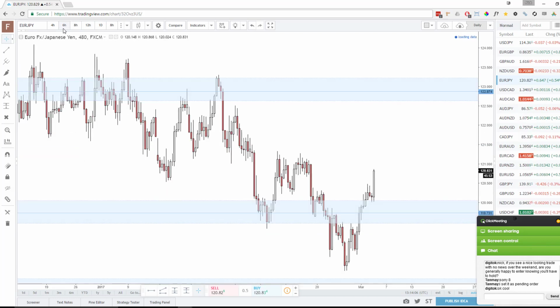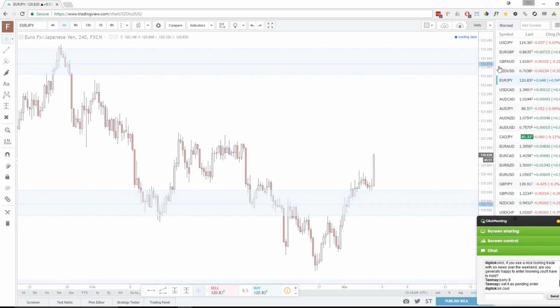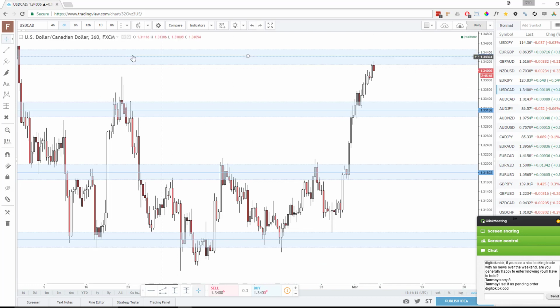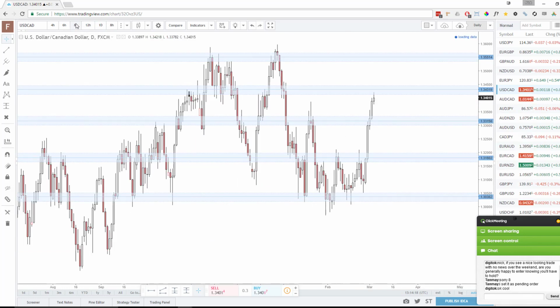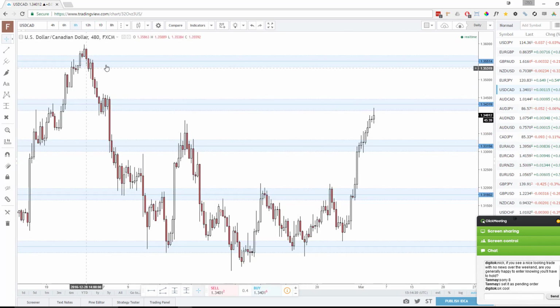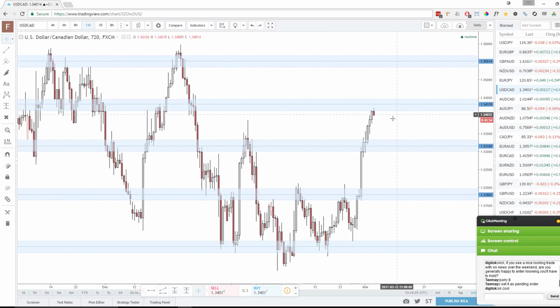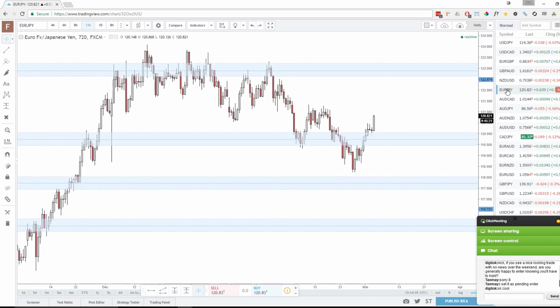EURGBP has broken above resistance, pushing up. Nothing much going on there. USDCAD is reversing from the resistance area. This might be a potential setup next week, but yeah, possibly from here. I'm going to keep an eye on it. I'm not too crazy about this, but let's have a look at it sometime on Monday and see how it plays out. I might do some analysis on Monday. I don't know. We'll see how it goes.